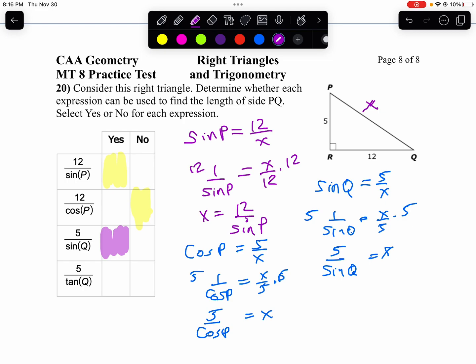And in the last one, tangent of Q, we know that's not going to work because tangent is opposite over adjacent. That won't solve for X. So it goes yes, no, yes, no on this last question.